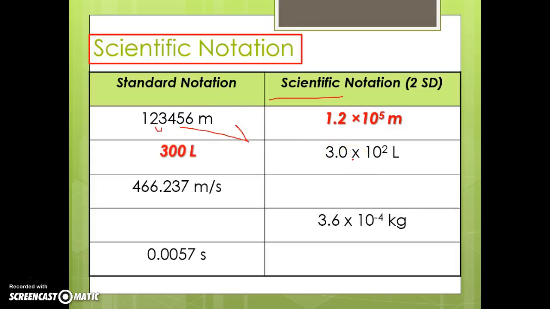300. Now we want this in 2 sig digs, so we use the 6 to round up that, so 4.7 times 10 to the 3. Oh, 10 to the 2, that's my bad. And this one is to the negative 4, so it's really easy. This one will be to the negative 3, 5.7 times 10 to the negative 3, yes.